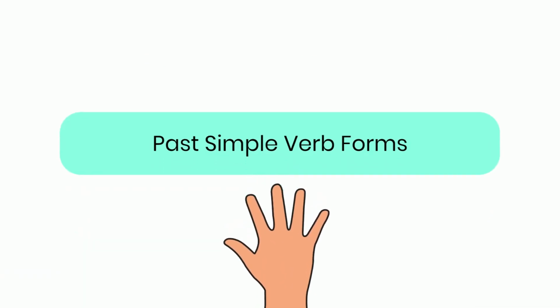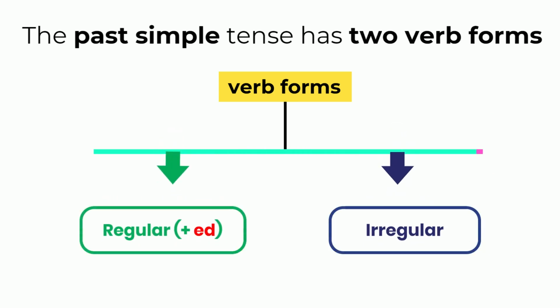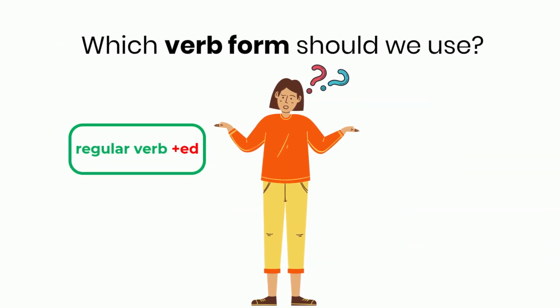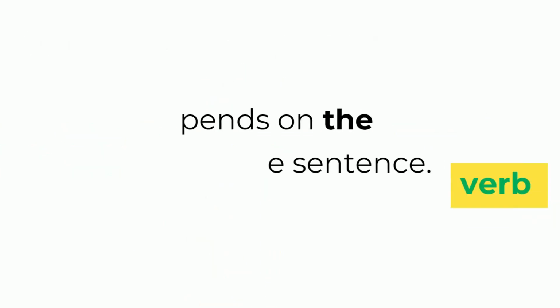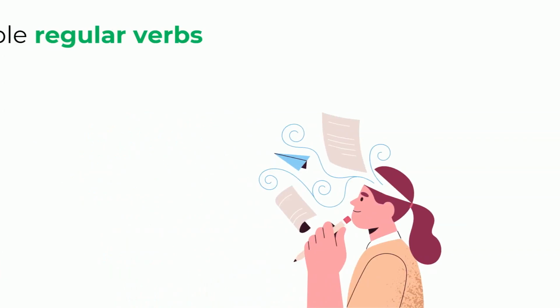Past simple verb forms. The past simple tense has two verb forms, the regular and the irregular. Which verb form should we use? The regular verb plus ed or the irregular verb? It depends on the verb of the sentence.